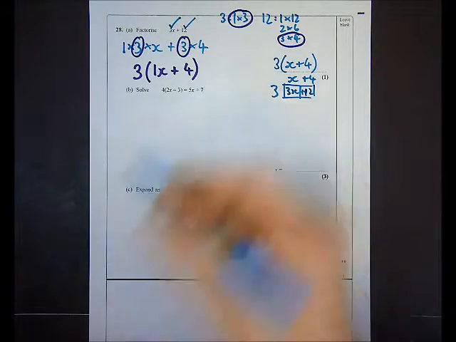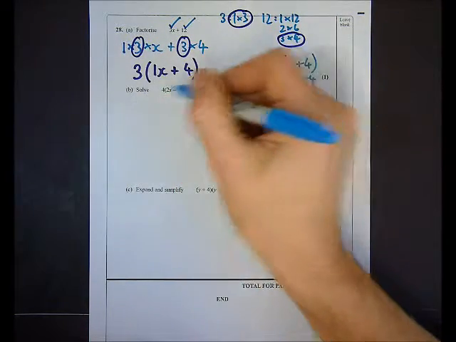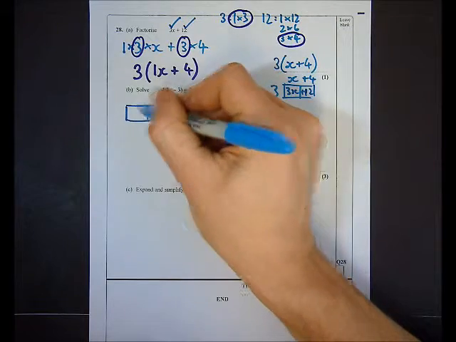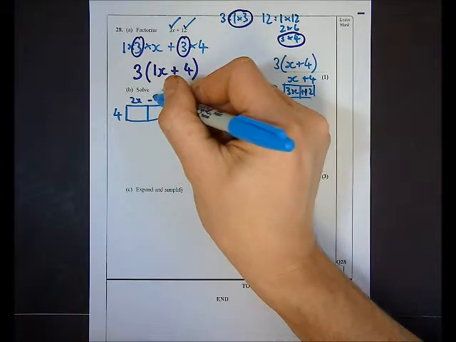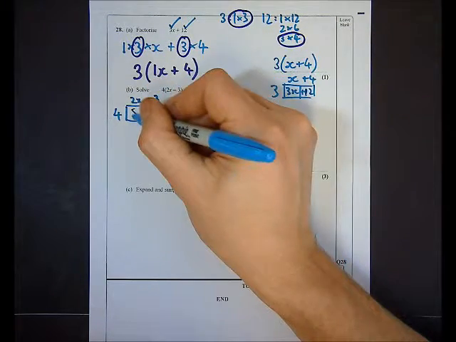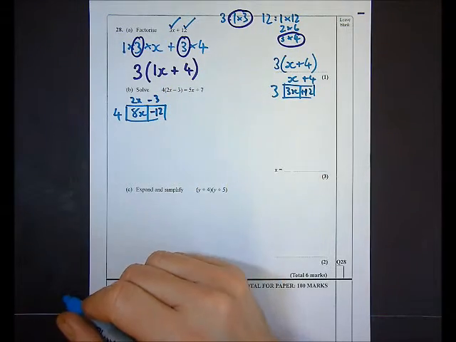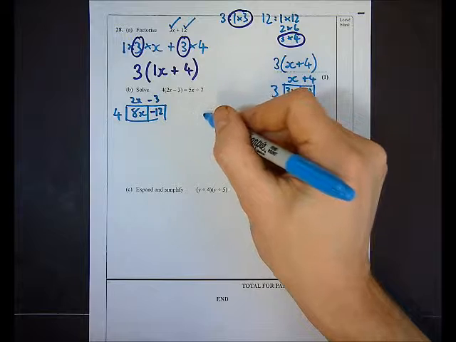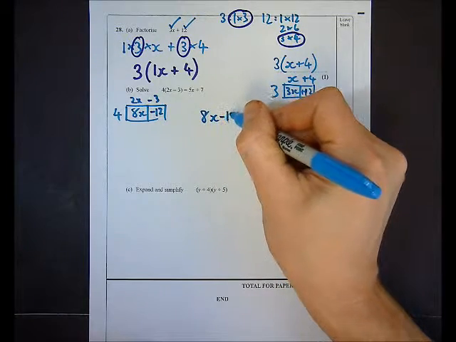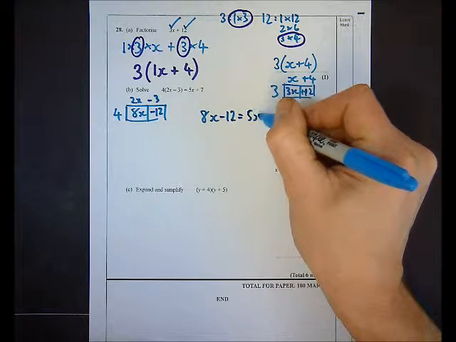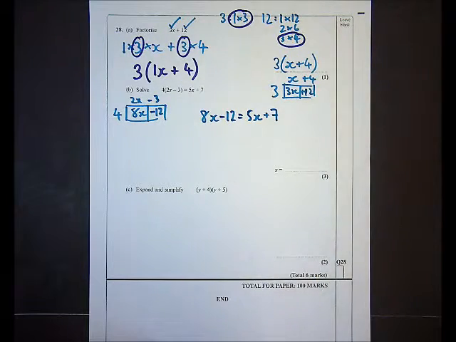In part B, I'm told to solve 4 lots of 2x minus 3, which is equal to 5x plus 7. So the first thing I'm going to do is expand this bracket. 4 lots of 2x minus 3. So 4 lots of 2x is 8x. 4 lots of take away 3 would be the same as taking away 12. So for the left hand side, I'm going to have 8x take away 12 equals 5x plus 7.